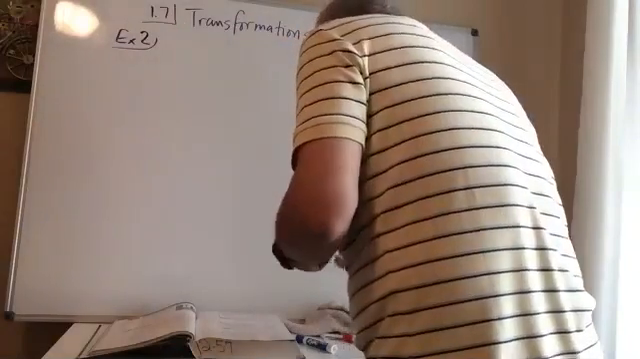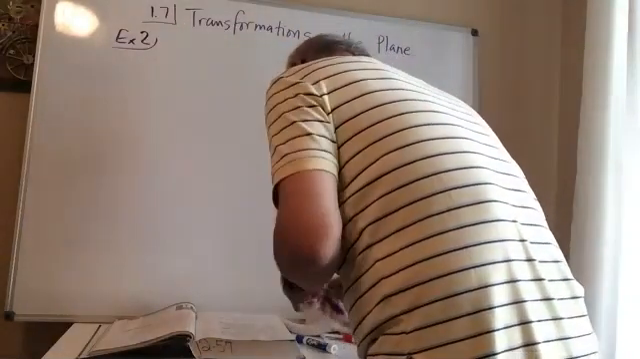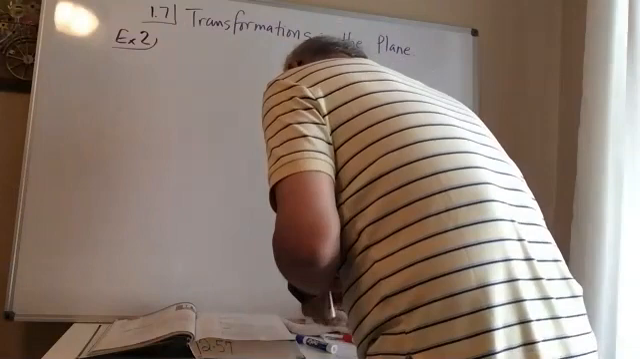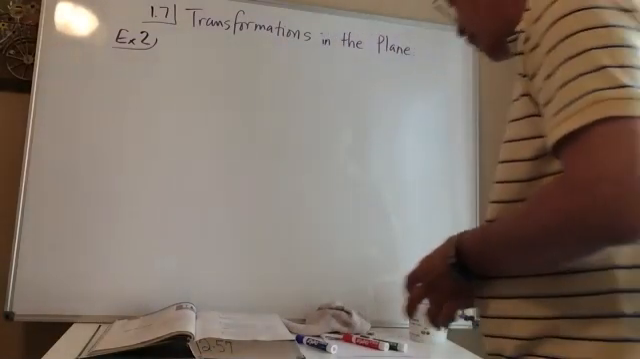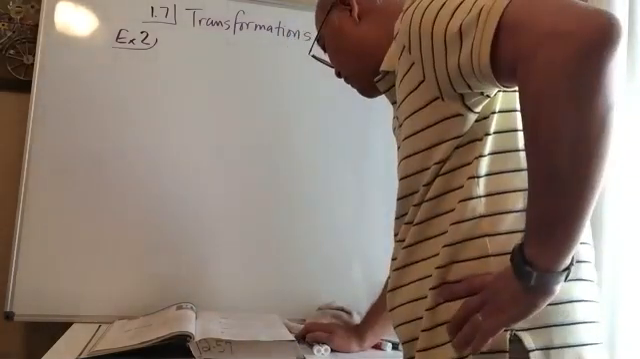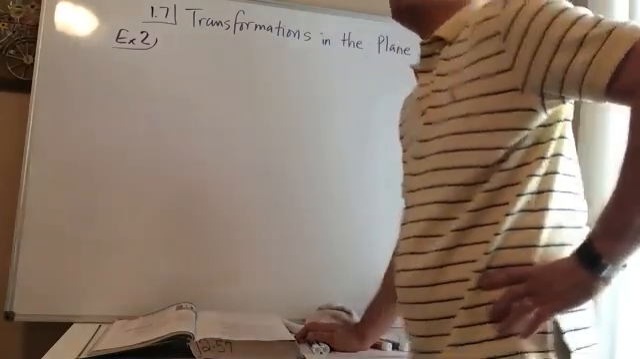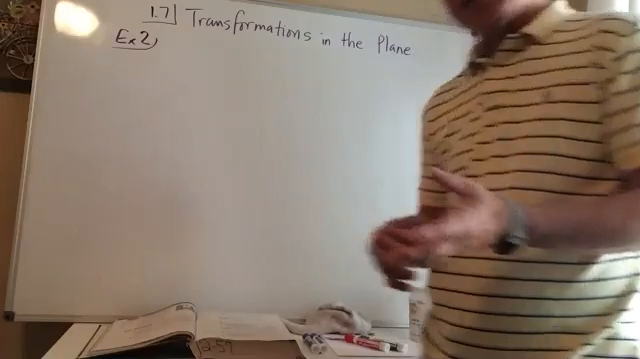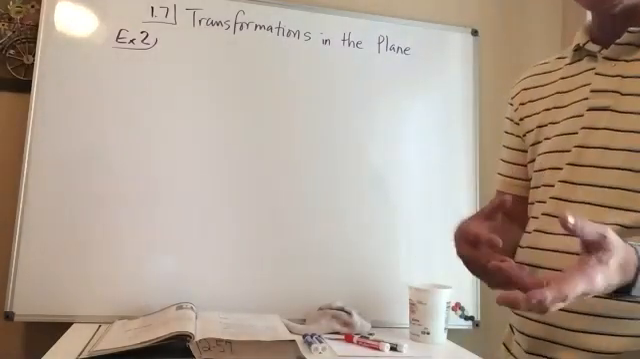Okay, example number 2, drawing and identifying transformation. The figure has vertices (-1, 4), (-1, 1), and (3, 1). After transformation, draw the initial image, and then the pre-image and then the image. The pre-image is the image before you do any type of transformation. The image at the end is after you did the transformation.